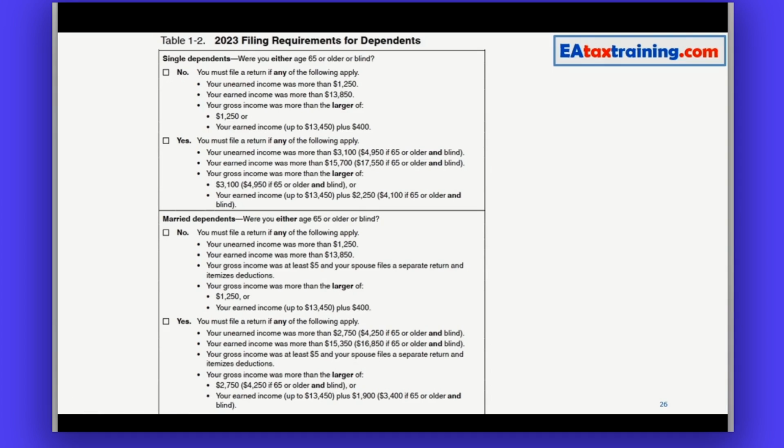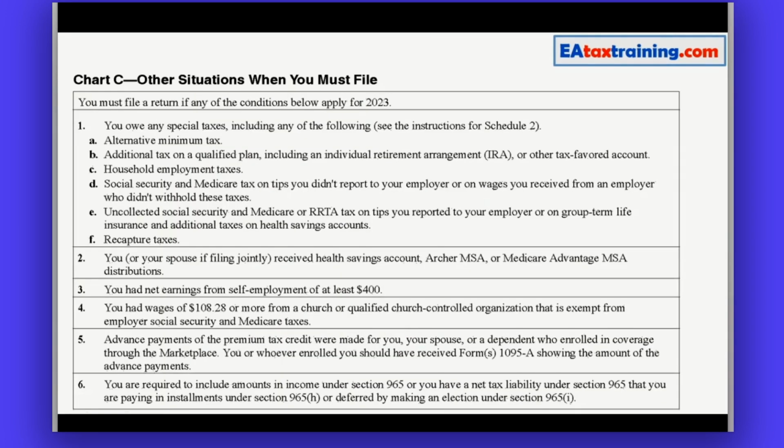Now, I mentioned before that income is not necessarily the only thing that could cause you to file a return. There can be other reasons that, regardless of your income or at income levels much lower than we've seen on these charts, that you could have to file a return. So that's what we're going to look at now.